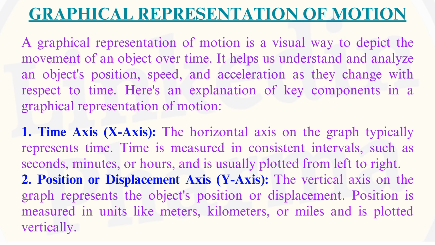1. Time axis, x-axis. The horizontal axis on the graph typically represents time. Time is measured in consistent intervals, such as seconds, minutes, or hours, and is usually plotted from left to right. 2. Position or displacement axis, y-axis. The vertical axis on the graph represents the object's position or displacement. Position is measured in units like meters, kilometers, or miles and is plotted vertically.